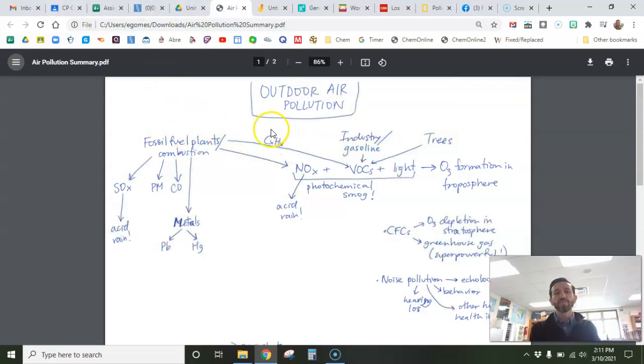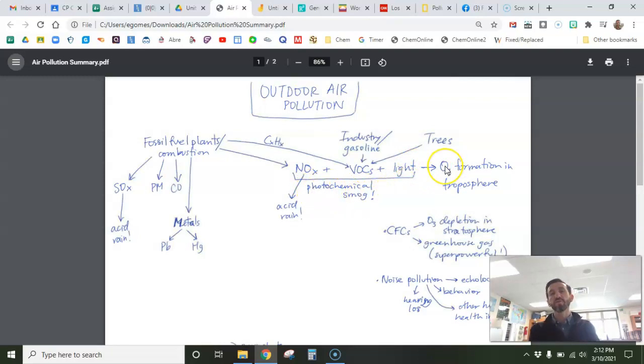This type of combustion also makes hydrocarbons, which are your VOCs, or volatile organic carbon molecules. Volatile means it goes into the gas phase very quickly, okay? So that, combined with the NOxes that come out of car exhaust pipes and light, can make ozone, okay? And that's called photochemical smog, okay?